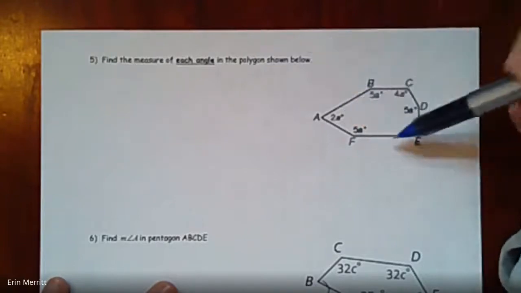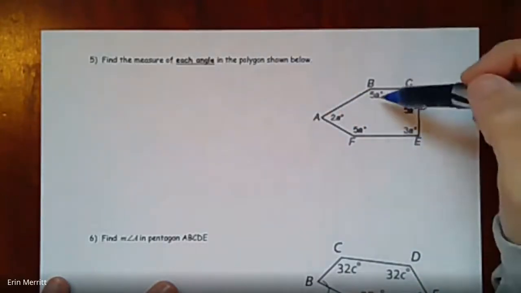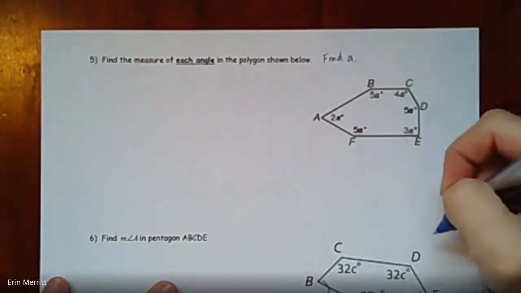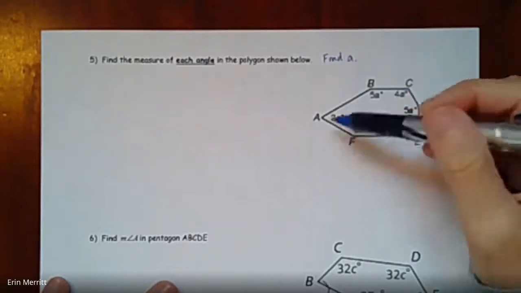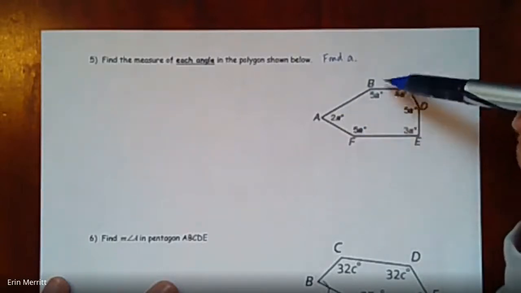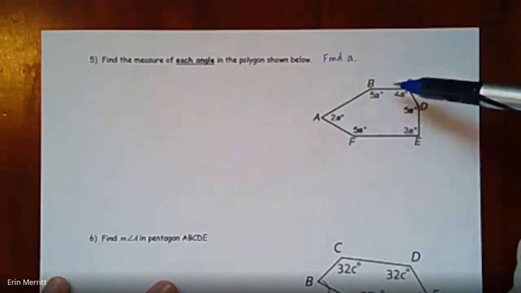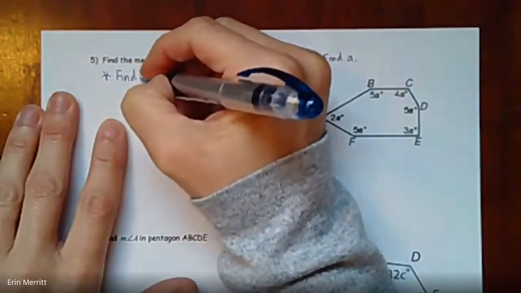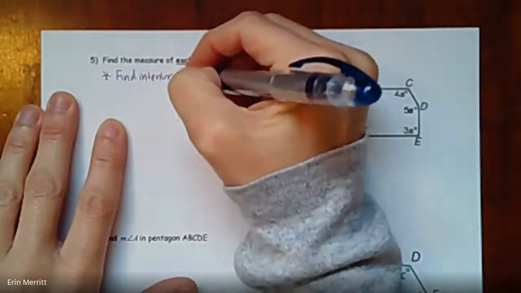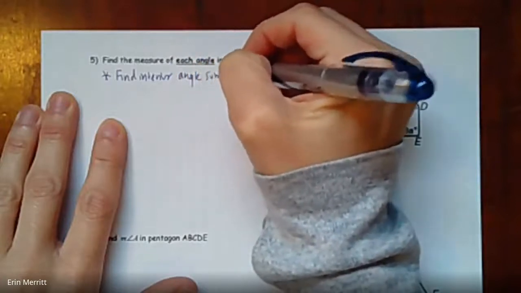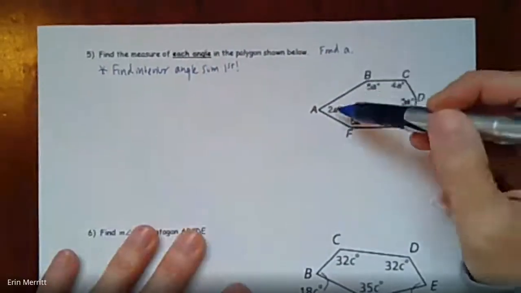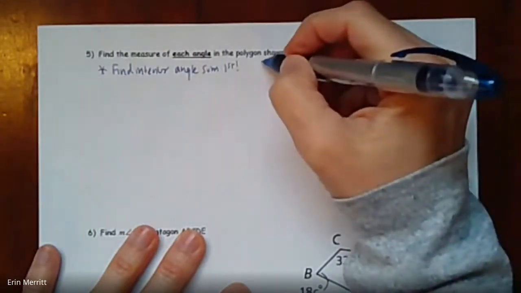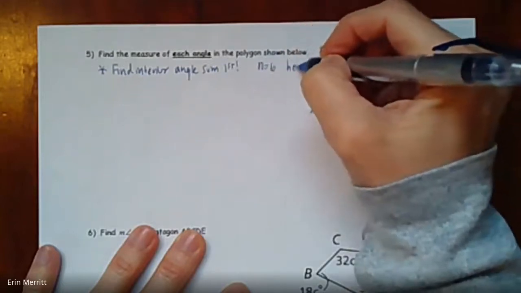If I have to find the measure of each angle, we can already tell you're going to have to figure out what this little a is. That's the variable here. So we have to find a before we can do that. To set up an equation, typically if this was a triangle, we'd add up the angles and set it equal to 180. Well, in this case, you need to find what the sum should be first. So we have to find the interior angle sum first. We've got 1, 2, 3, 4, 5, 6 angles, or 6 sides. Since this is 6-sided, we have a hexagon here.